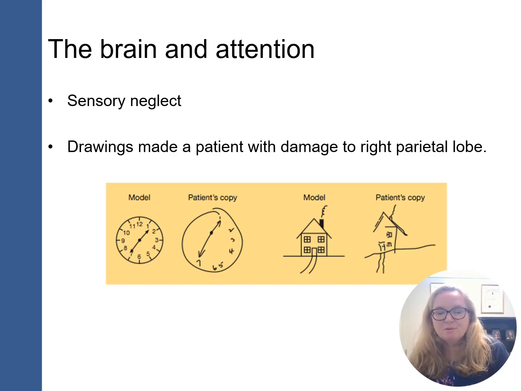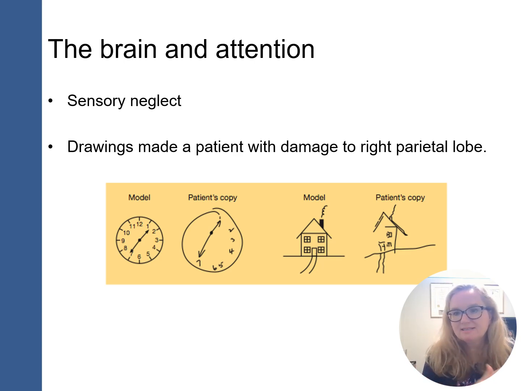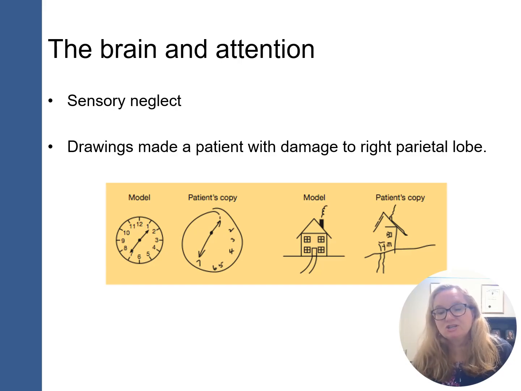Same thing if you give them a picture of a house to draw and say, draw this picture, they'll miss out on part of it. It's like their attention spotlight can't move to part of that scene. And it's attentional, not visual, because you can test other parts of their vision and they can see fine, but it's the attention part that is missing.